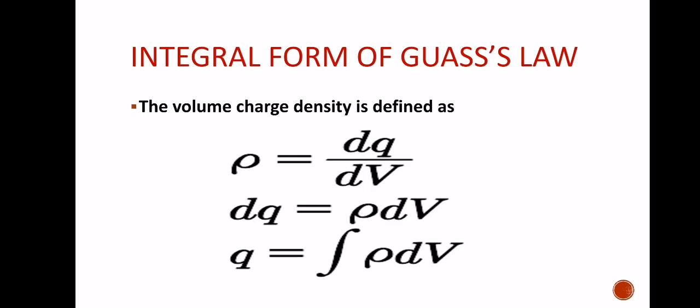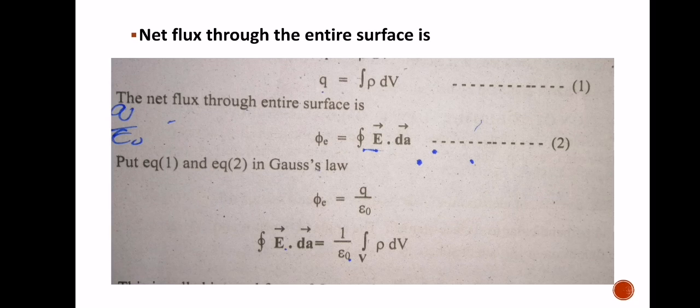To calculate the total charge in the whole volume, you integrate both sides of this equation. The resultant equation will be q is equal to the integral of rho into dv. This is the total charge enclosed in the whole volume. The net flux through the entire surface is equal to phi is equal to the closed surface integral of the dot product of electric field intensity and area element.